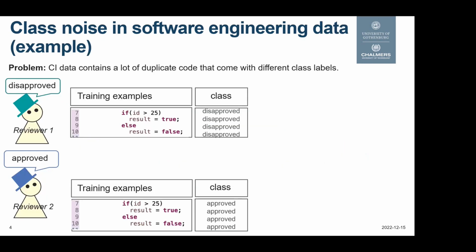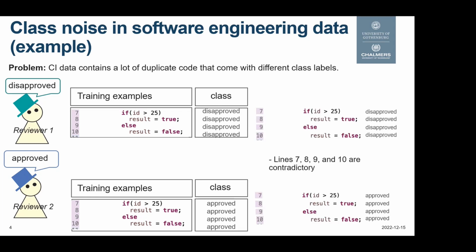And if we were to use such a data set for training a machine learning model to, say, predict stylistic issues in the code, then we'll end up with a data set that looks like this. We'll have exactly half of the lines split between disapproved and approved, because we use the sentiment of the reviewer there to label each line of code that we have. So you see here that lines 7, 8, 9, and 10 in both training examples are contradictory. That's what we call contradictory, because they're exactly identical, but they come with different class values.